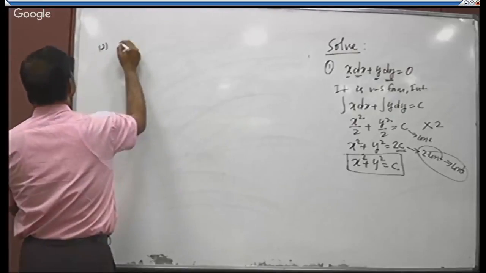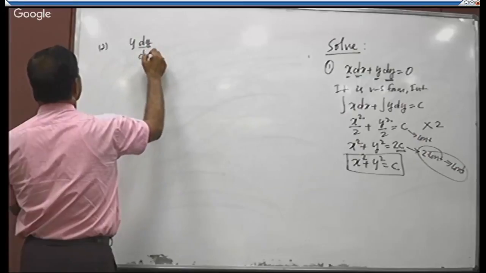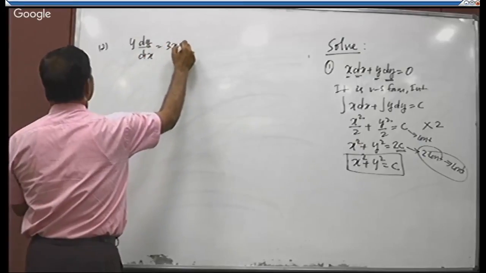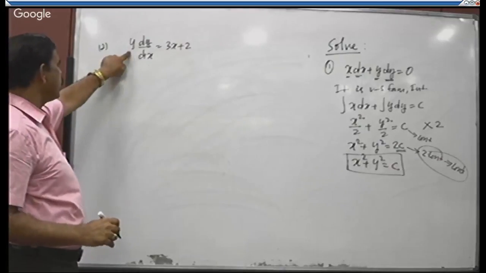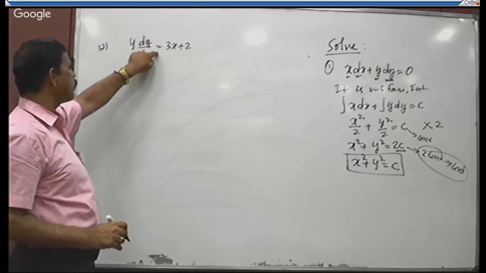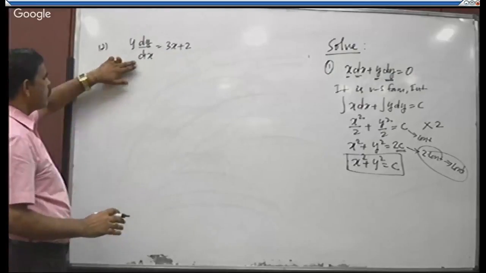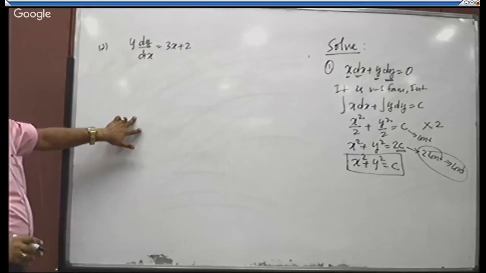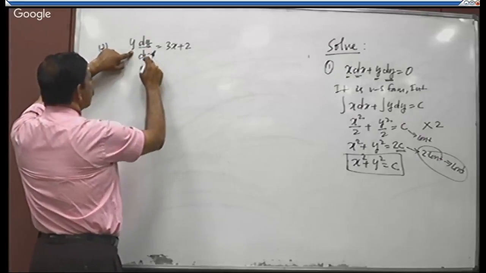Next one, y into dy by dx is equal to 3x plus 2. Solve the differential equation. Y into dy by dx is equal to 3x plus 2. So our intention is to separate the variables. See, y dy by dx.